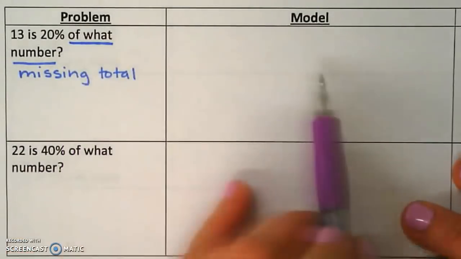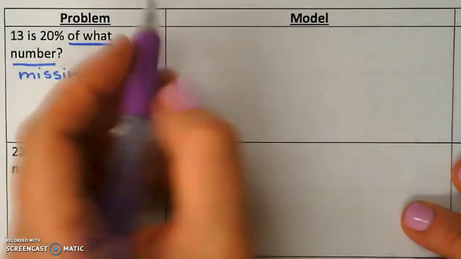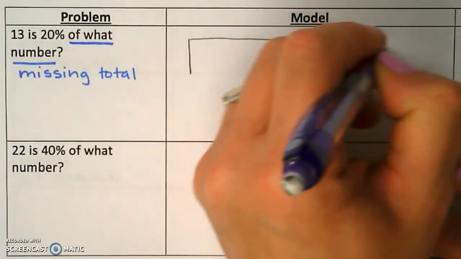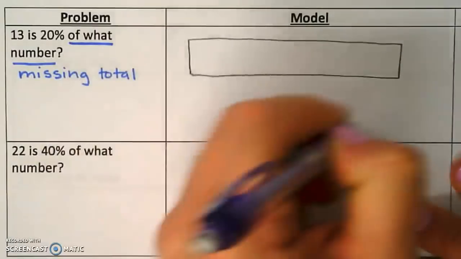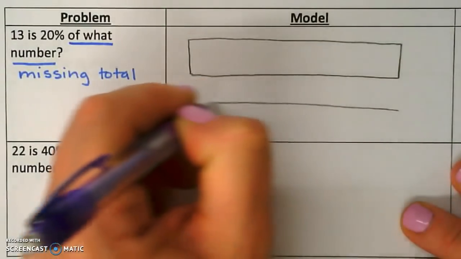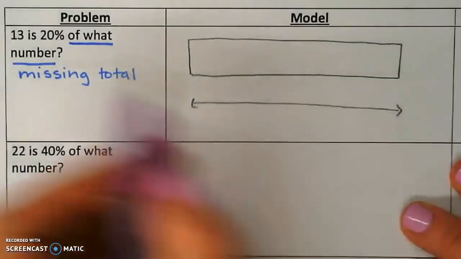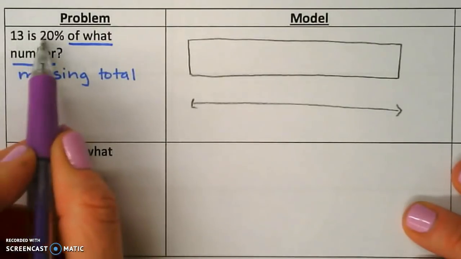Now, when it comes to your models, it really doesn't matter if you use the double, like the tape diagram, or if you use a number line. Your brain likes one more than the other. I'm going to show both, but you can just pick the one that you like the most and use that one.